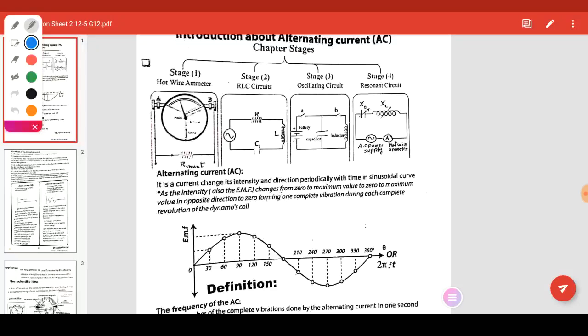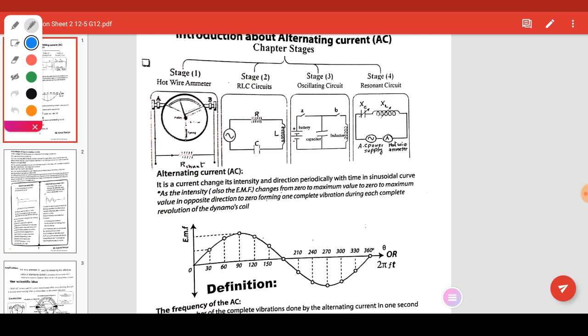Alternating circuits. This chapter can be classified into four parts. The first stage, in which we will study the hot wire meter. The second stage, we will study RLC circuits. The third stage, we are going to study the oscillating circuit. And in the fourth stage, we are going to study the resonance circuit.